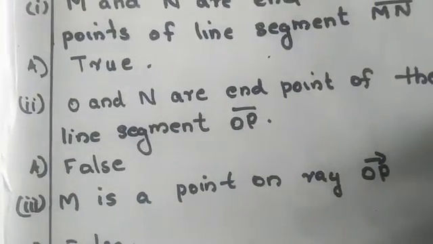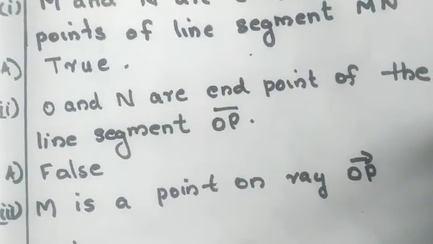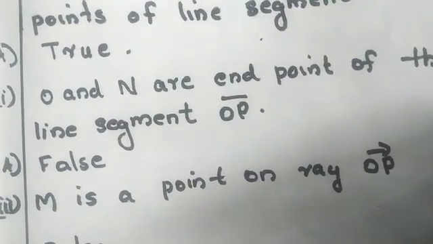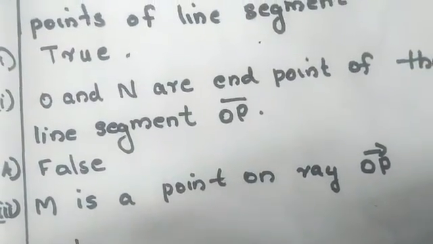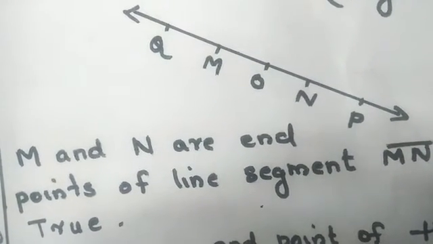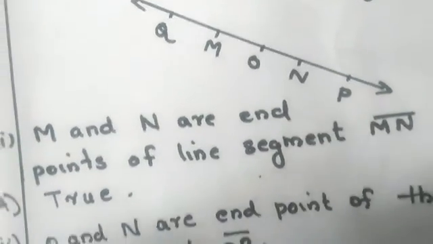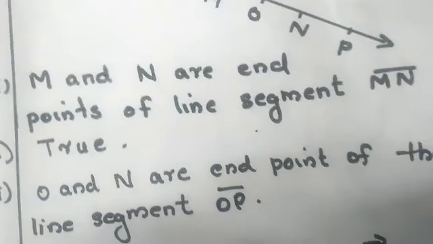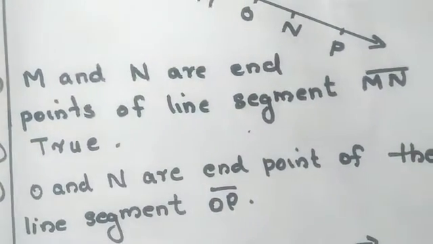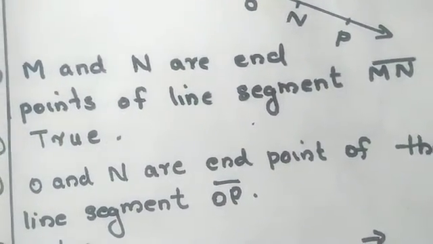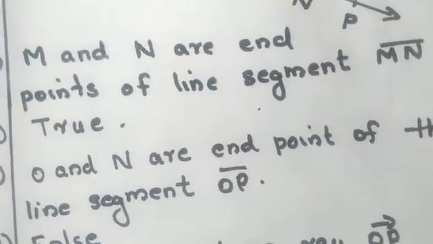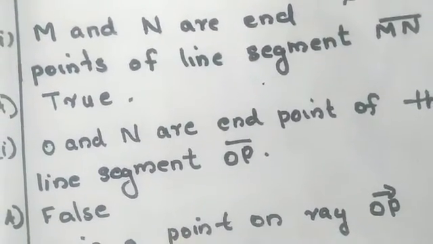Second statement, O and N are endpoints of the line segment OP. We can check from the figure. Here this is the line. Q, M, O, N, P are the points on the line. What is the statement? O and N are endpoints of the line segment OP. Is it correct? From the name OP itself, you can understand O and P are the endpoints, not O and N. Is it? It is a false statement. You can write false.